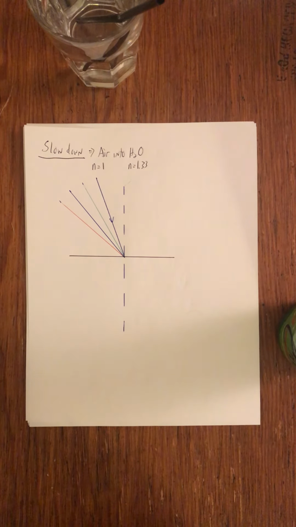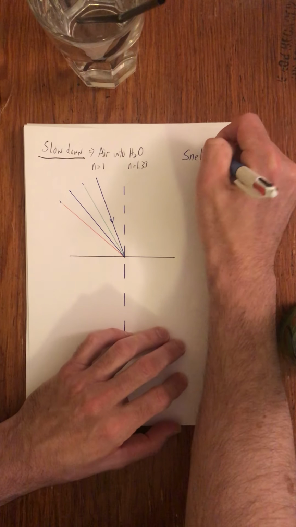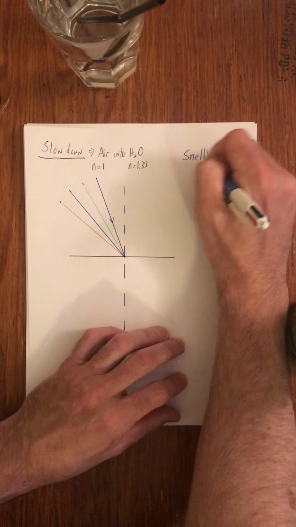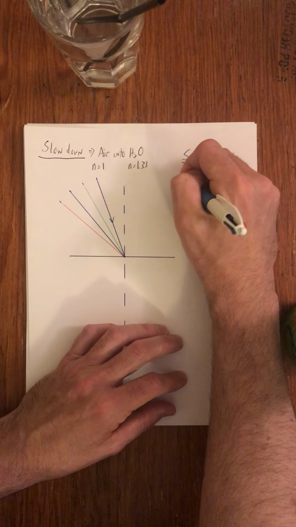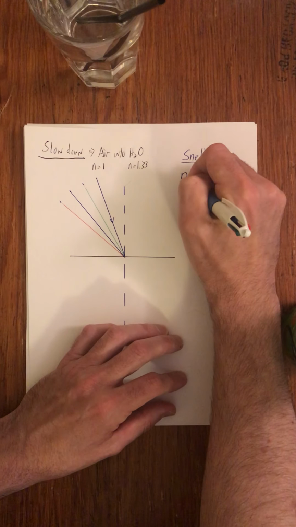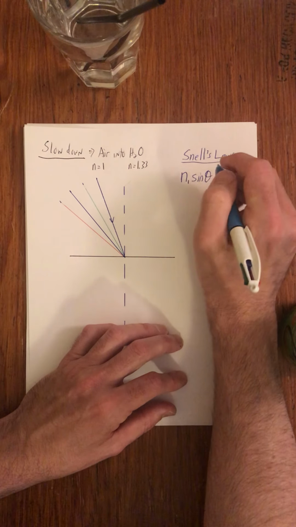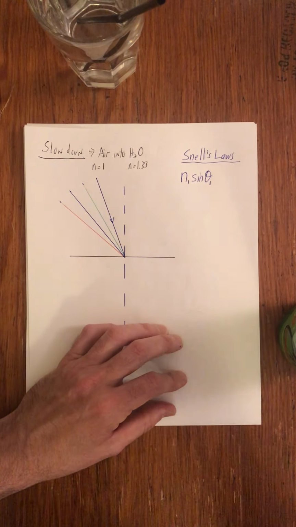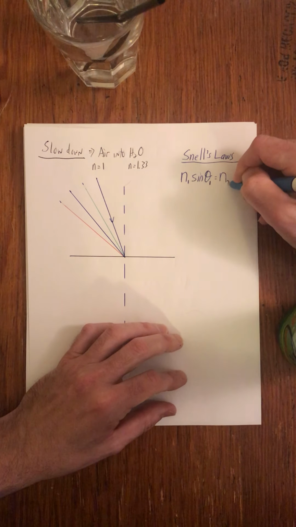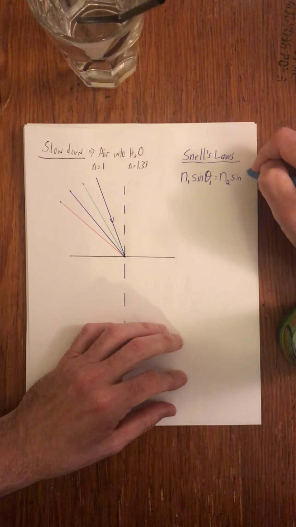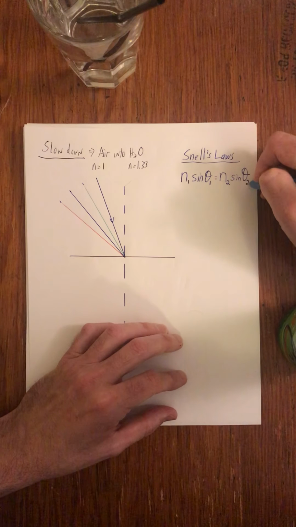So here we go. What we need now is an equation. And the equation that we have that predicts what's going on is something that's called Snell's law. And Snell's law says that if you take the index of refraction of the material you're originally in, which we'll call N1, times the sine of the angle that the incident ray makes with the normal, right? So we'll call that theta 1, that's equal to the index of refraction of the material you're going into, N2, and then sine of the angle that the refracted ray makes with the normal, theta 2.